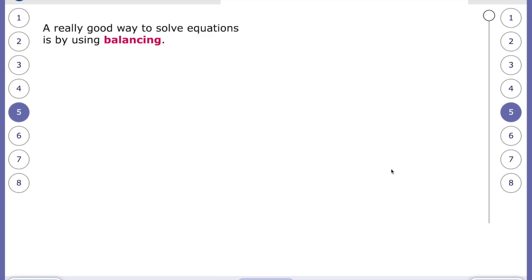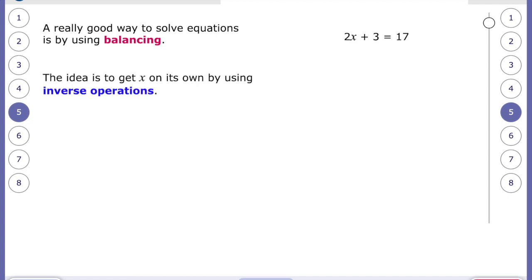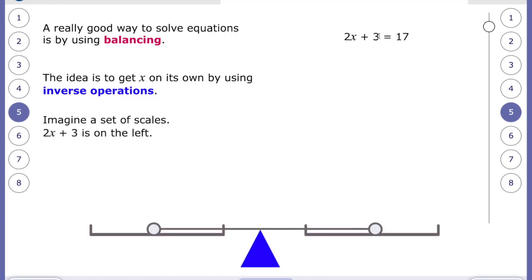Now a good way of solving it is to use a balance. So for this problem, we've got 2x plus 3 equals 17. And the idea is to get x on its own using inverse operations. Now remember, equals does not mean answer, it means both sides are the same. So 2x plus 3 is the same as 17.